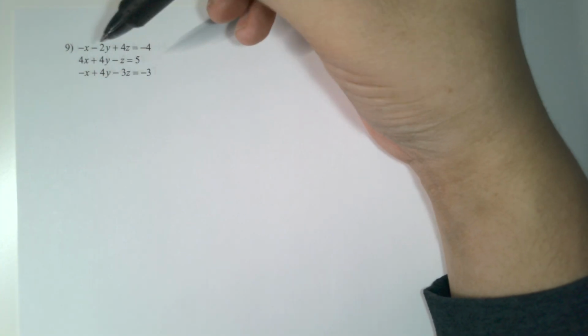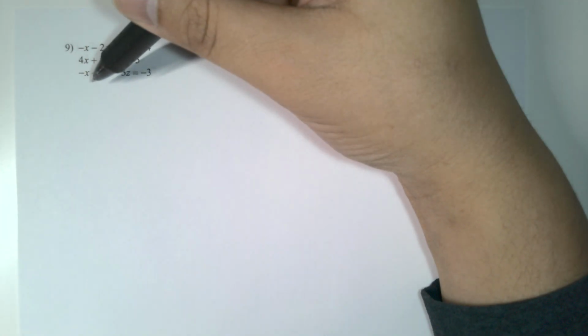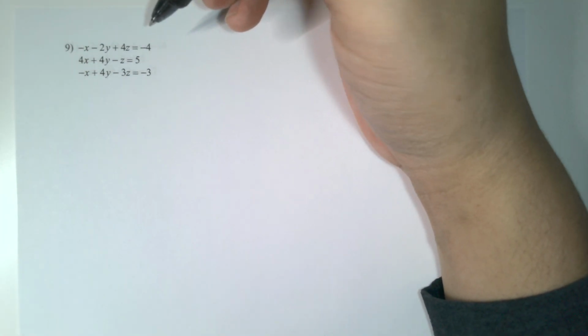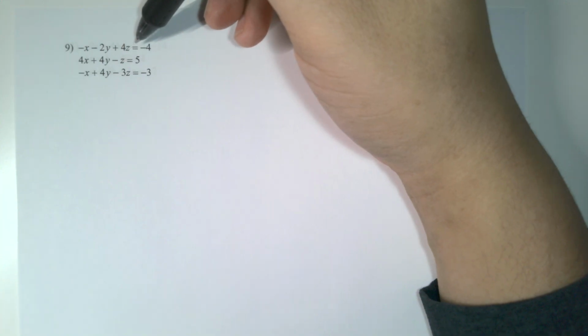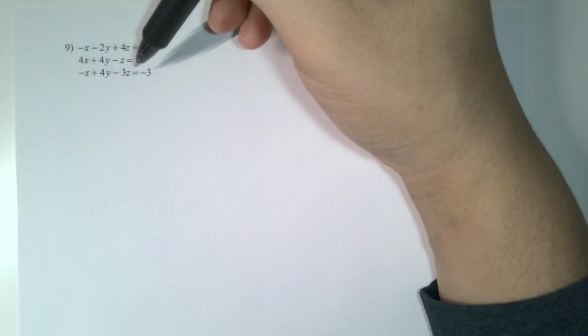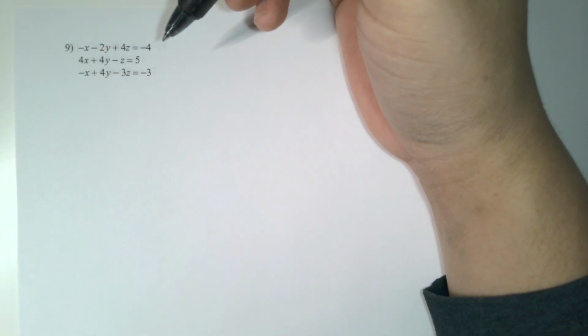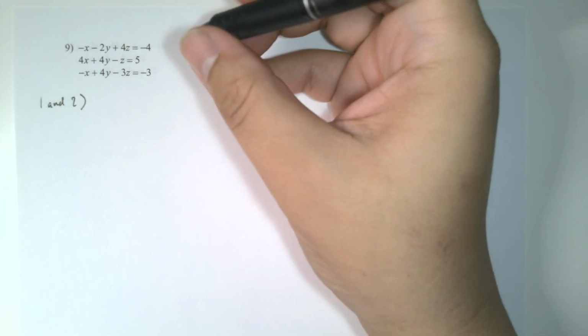So, you could multiply, say, the top one by 4 and then the bottom one by 4 and get the x's to cancel. Or you could multiply the middle one by 4 and the other by negative 3 to get the z's to cancel. But the less multiplication, the better. So let's just eliminate y. I'm going to take equations 1 and 2 and we're going to eliminate y.